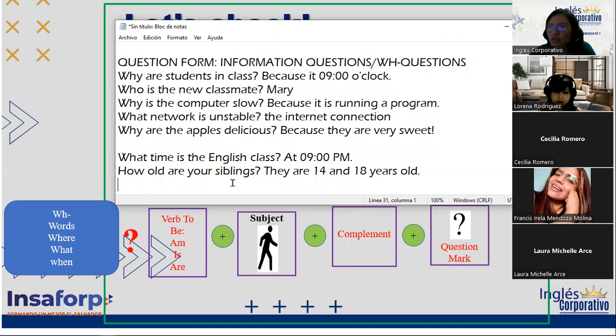Okay, entonces si usted se fija acá, no es solo la WH word, sino que es what time. Y luego comienza el verb be. What time is the English class? At 9 p.m. How old are your siblings? They are 14 and 18 years old, right? Entonces, cuando yo tengo más de una palabra en esta sección, entonces le voy a llamar WH phrase, porque eso es una frase, cuando lleva más de una palabra, ¿ok?